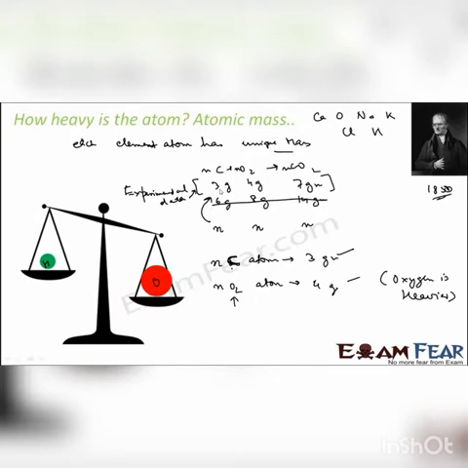Now with this, we conclude that in this reaction, N atoms of carbon are reacting with N atoms of oxygen to form N molecules of carbon dioxide. So N atoms of carbon weigh 3 grams and N atoms of oxygen weigh 4 grams. That means oxygen atoms are heavier than carbon atoms. So with just one experiment, you can tell which atom is heavy and which atom is light.